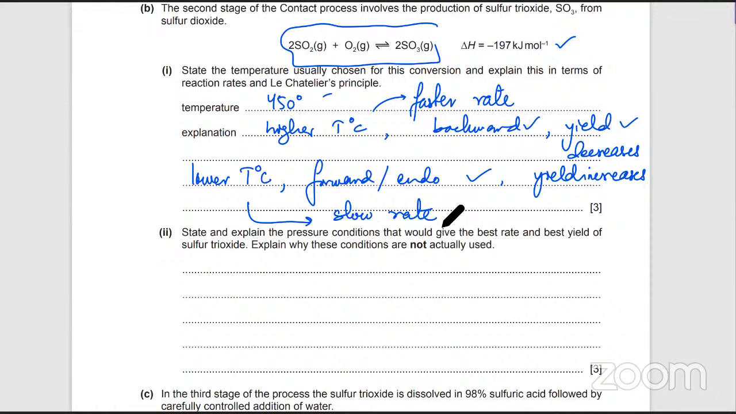Pressure conditions अब वो कह रहे हैं, सीधा explain करो. Which would give the best rate and best yield. So explain why these conditions are not actually used. So best rate and best yield. Pressure क्या होना चाहिए? High या low? सर हाई प्रेशर होना चाहिए.